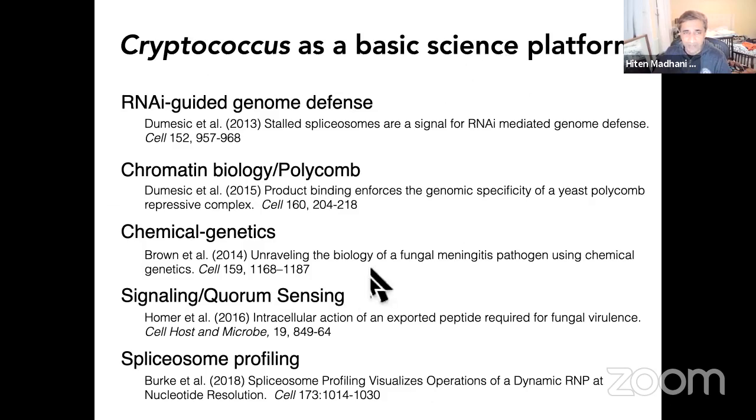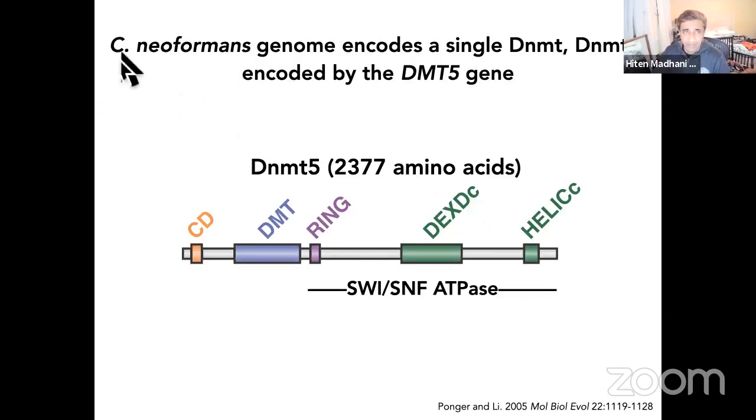And over the years, it's allowed us to investigate many questions based on the fact that it has features of its biology that are conserved with other organisms, but were lost during the evolution of Saccharomyces cerevisiae. And today, again, the focus is going to be on DNA methylation. So it turns out Cryptococcus's genome encodes a single DNA methyltransferase, or DNMT, which is called DNMT5.